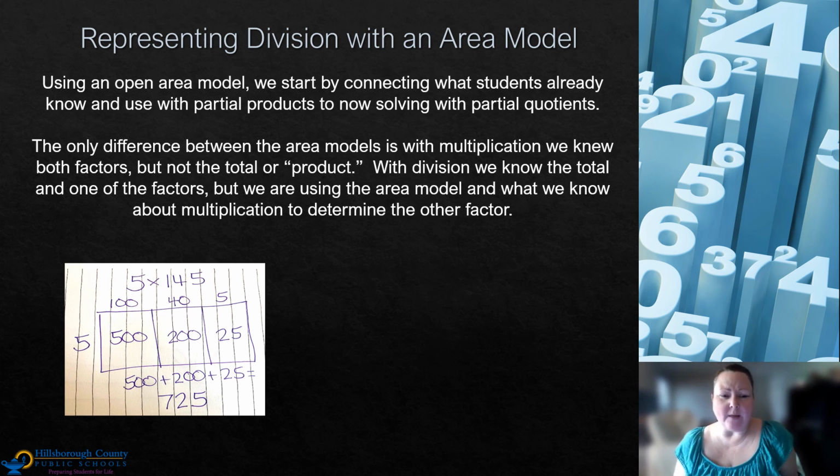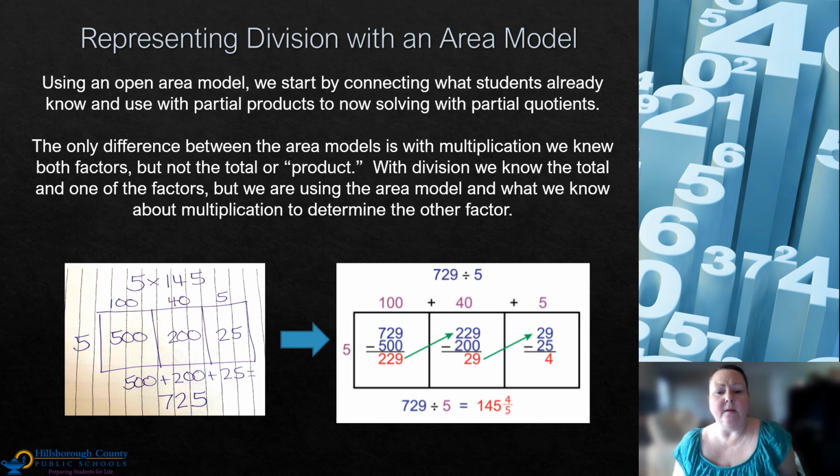In division, we know that total and we're trying to break it apart and use that area model to break it apart. So now you can see here's the total in the middle of the multiplication one. We didn't know that, that's what we found. But in the division one, that's what we're starting with. And we're trying to take chunks of what we're dividing by until we get to 0 or until we can't divide anymore.